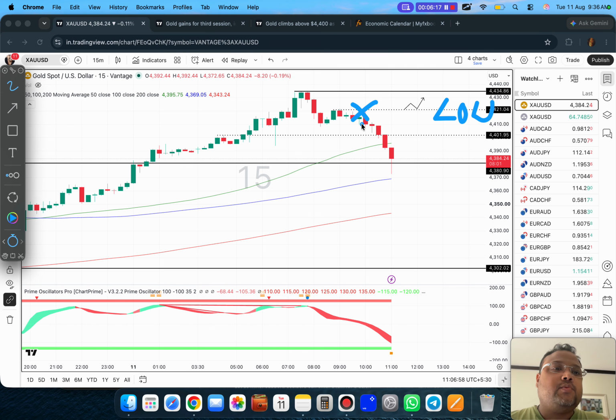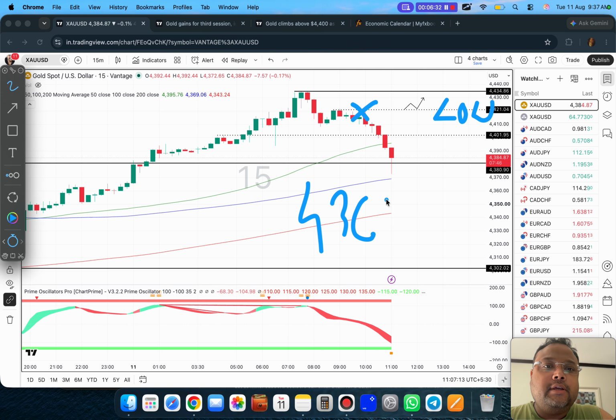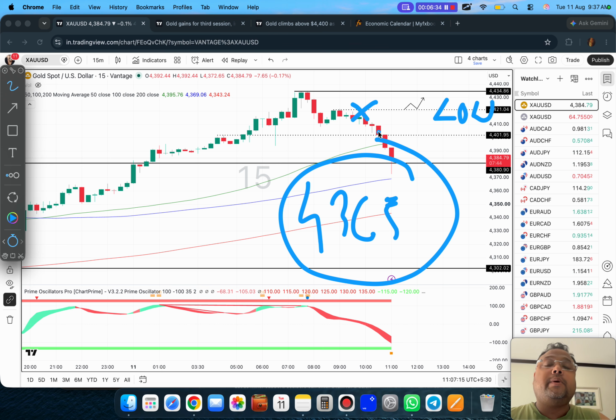So let's wait and watch. And yeah, we can see right now that the market is trying to take support here. Fingers crossed that the market will take support, and we'll make some money here. And in case it fails, then let's wait and watch 4365.